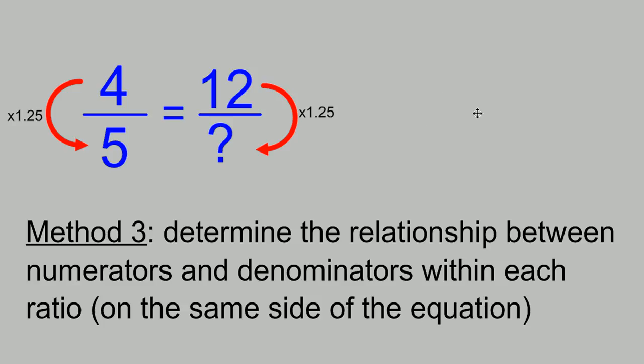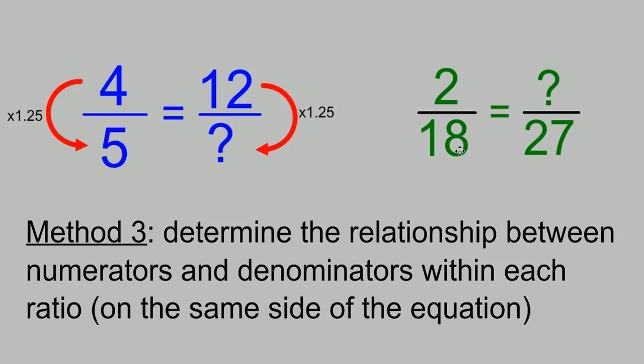But what happens when you have a problem that's a little bit more challenging? We may not be able to find out what 18 times what equals 27. But if we look at the other relationship, we can easily see that 18 divided by 9 is 2, and 27 divided by 9 is 3 to solve that problem.